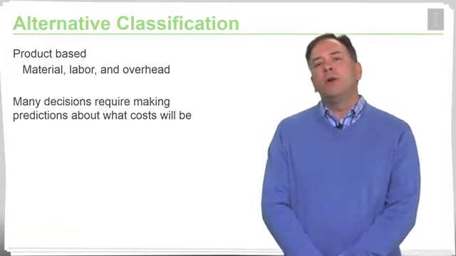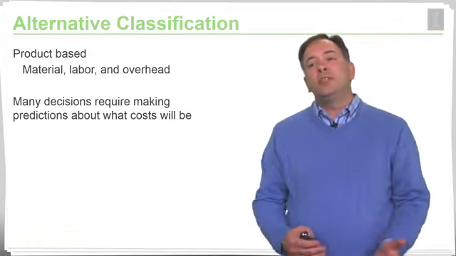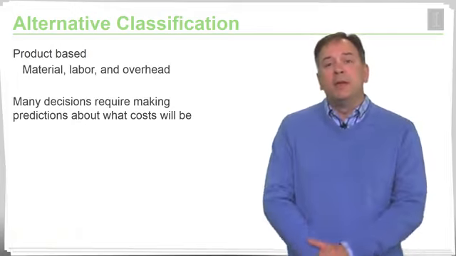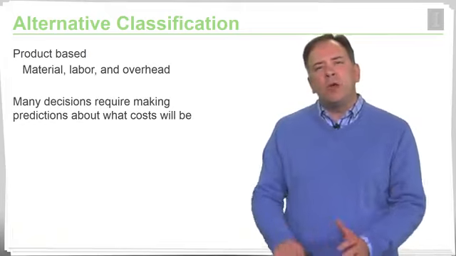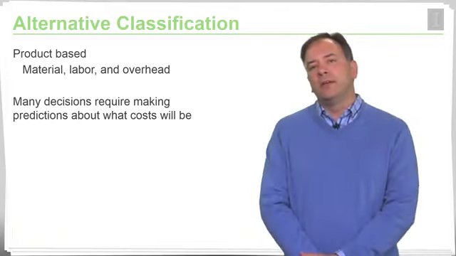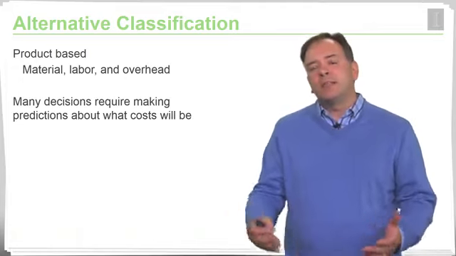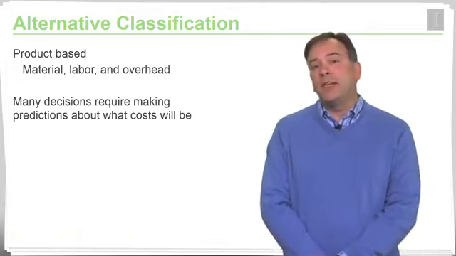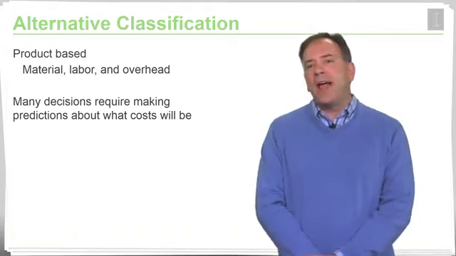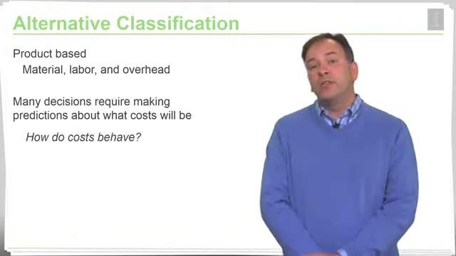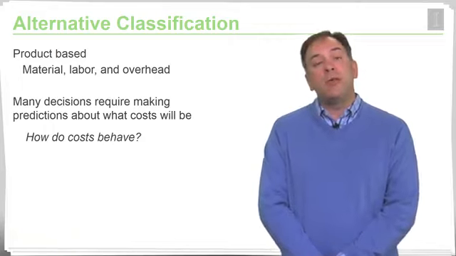An alternative view is often needed because many decisions require making predictions about what costs will be. In other words, we're making decisions where we don't know what the future holds necessarily. We want to make the best decision possible, so we want to predict as best as possible what we're likely to see. So a common question to ask is, under different circumstances, with different decisions, how will costs behave?